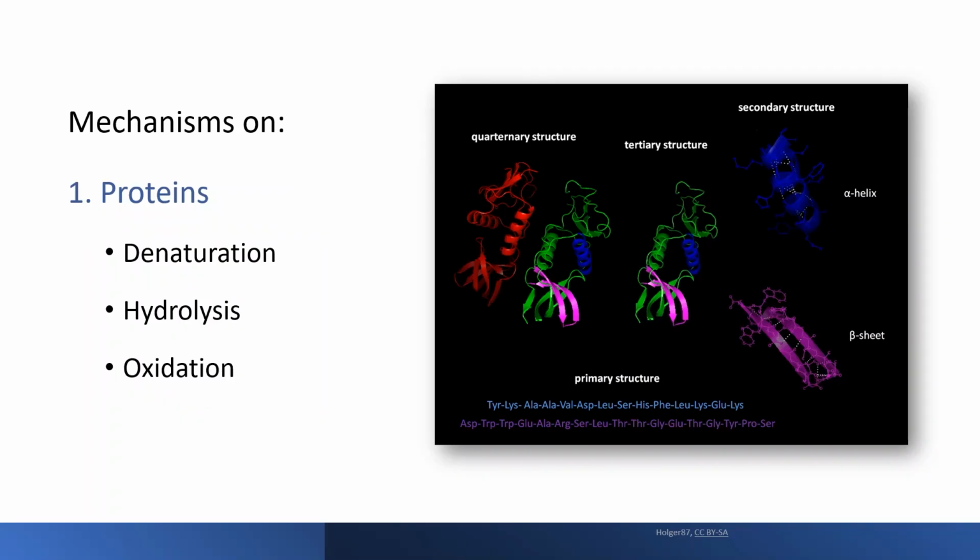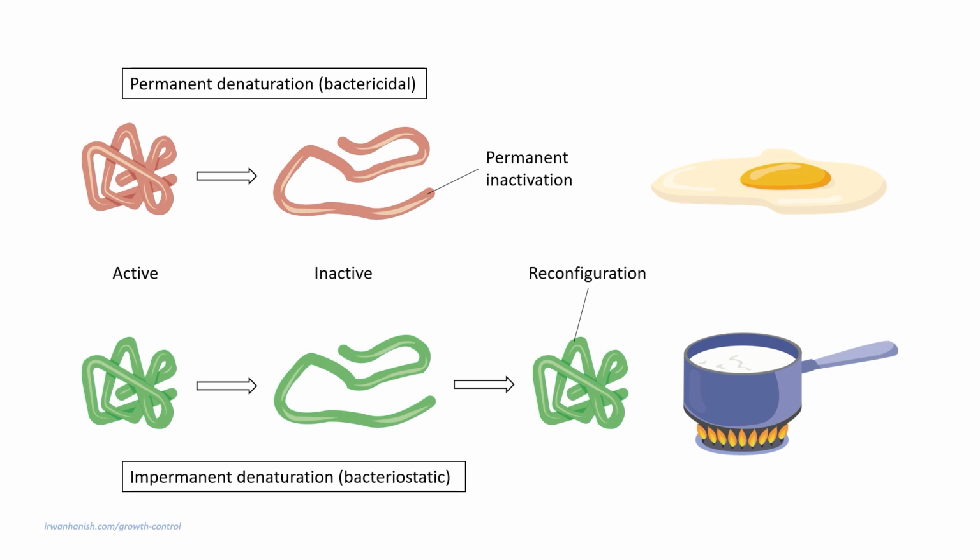Chemical agents work through a number of mechanisms. So it can work on the microbial proteins, for example, by causing denaturation of the tertiary structure, or hydrolysis, where it breaks the primary structure of your protein using water molecules, or it can damage the protein by oxidizing the chemical linkages in it. When you apply chemical agents to bacteria, when it comes to denaturation, you can have permanent denaturation or temporary denaturation. When your chemical agent causes permanent denaturation, your agent can be considered bactericidal.